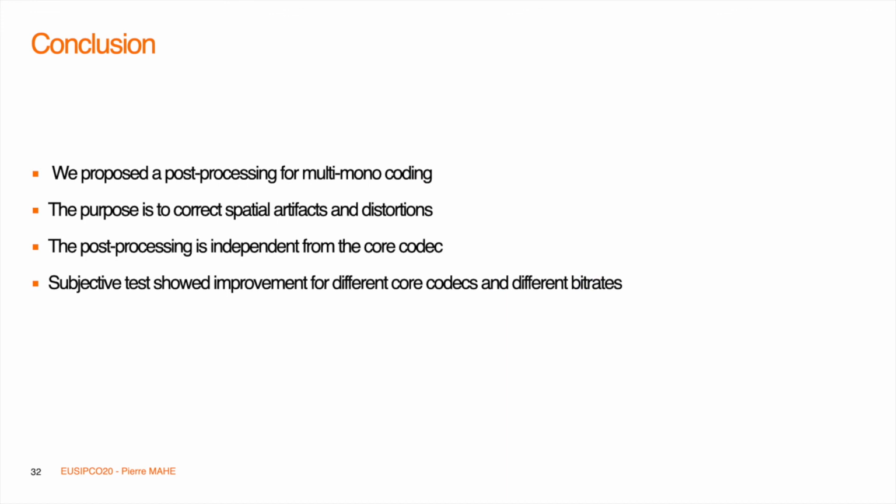To conclude, we have presented our post-processing for multimono coding. This method aims to avoid spatial artifacts and distortions. The post-processing improves audio quality for various core codecs in low and medium range bit rates.